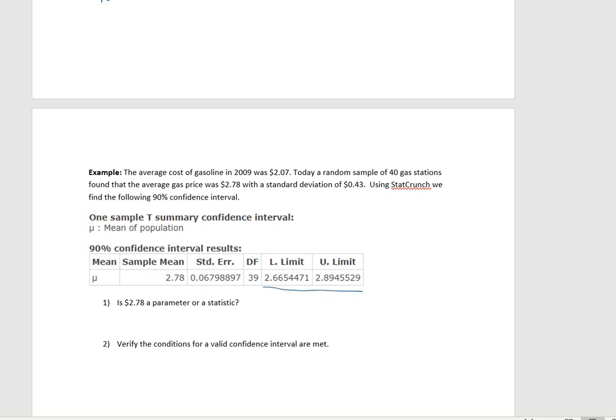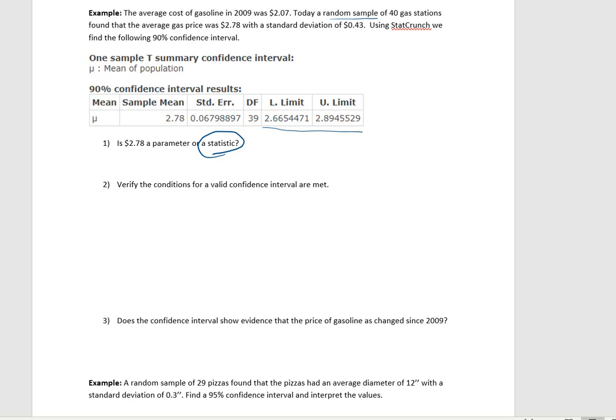So first off, is 2.78 a parameter or statistic? Well, since it came from a random sample, it is going to be a statistic. Okay. The next thing we want to do is verify that the conditions are valid for the confidence interval. So, first of all, was it random? Yes, because we said so. Second, our sample size is greater than 25. So we nailed it.